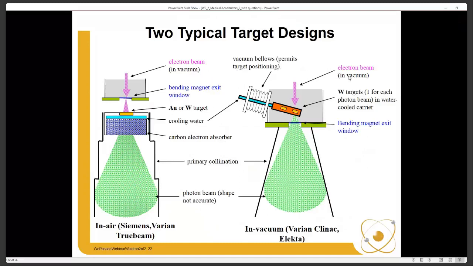If I consider the in vacuum design, if I have a Varian Clinac, or if I have an Elekta machine, my target is in vacuum. This is the Varian approach. If I have a Clinac, the Elekta is on the next slide. Here I have two tungsten targets in a copper slug. This target itself is actually inside the vacuum chamber. So that now means I need a vacuum bellows to position the target in or out of the beam. By comparison, the in-air target is just out in air, and of course it's on a motorized slide or something to move it in and out of the beam.